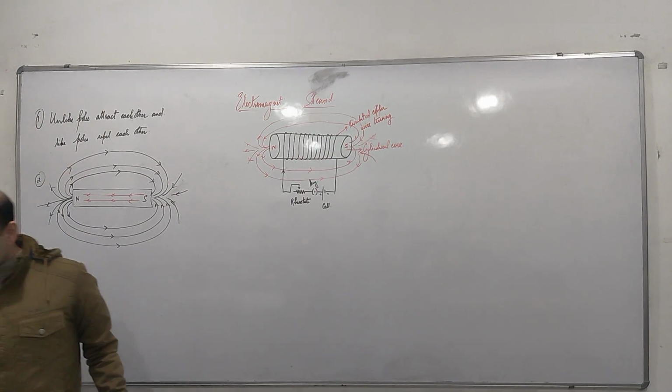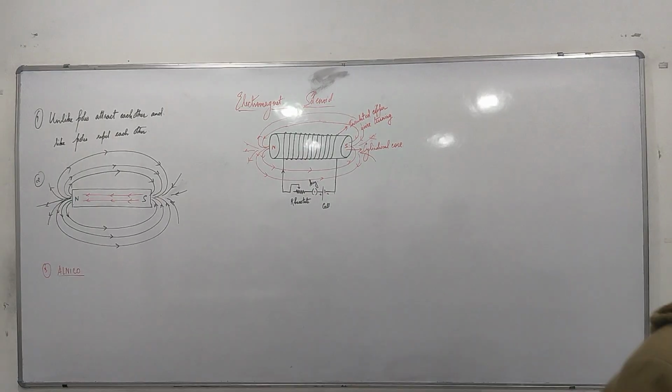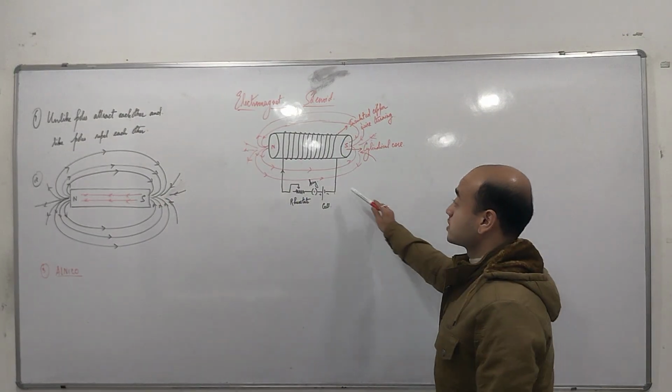Next, now what is an electromagnet? An electromagnet, just listen to the definition first. An electromagnet is a temporary magnet which shows magnetic properties or magnetic effects only when electric current is passed through the coils of an iron cylindrical core. Okay? This is known as a solenoid.